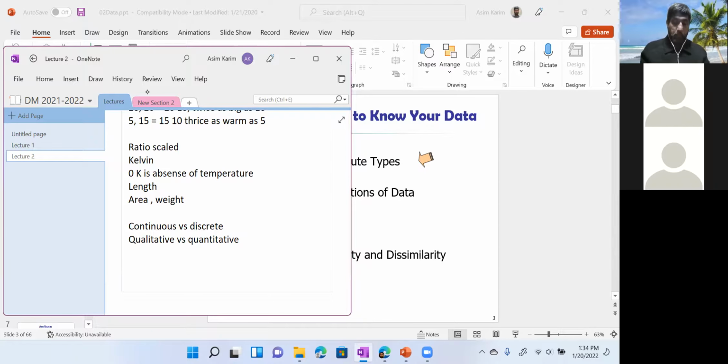Thoda sa overlap is always good between lectures because there's maybe a few things regarding quality and so on that we might discuss next time. So let me move forward and look at data exploration.